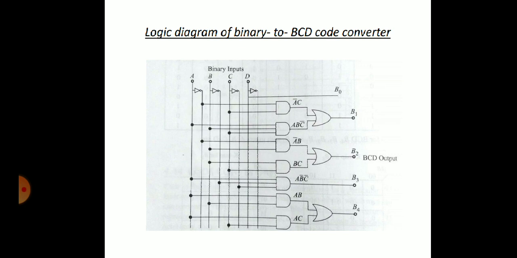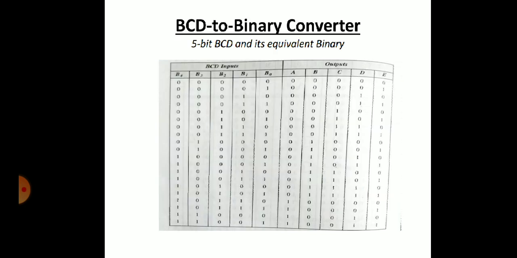Okay. Now second converter. Second converter is BCD to binary converter. Basically, BCD is a 4-bit binary representation of decimal numbers. The 4-bit BCD code is converted into 4-bit binary code, and the 5-bit BCD code is converted into 5-bit binary code. Here is the truth table of 5-bit BCD to binary converter.